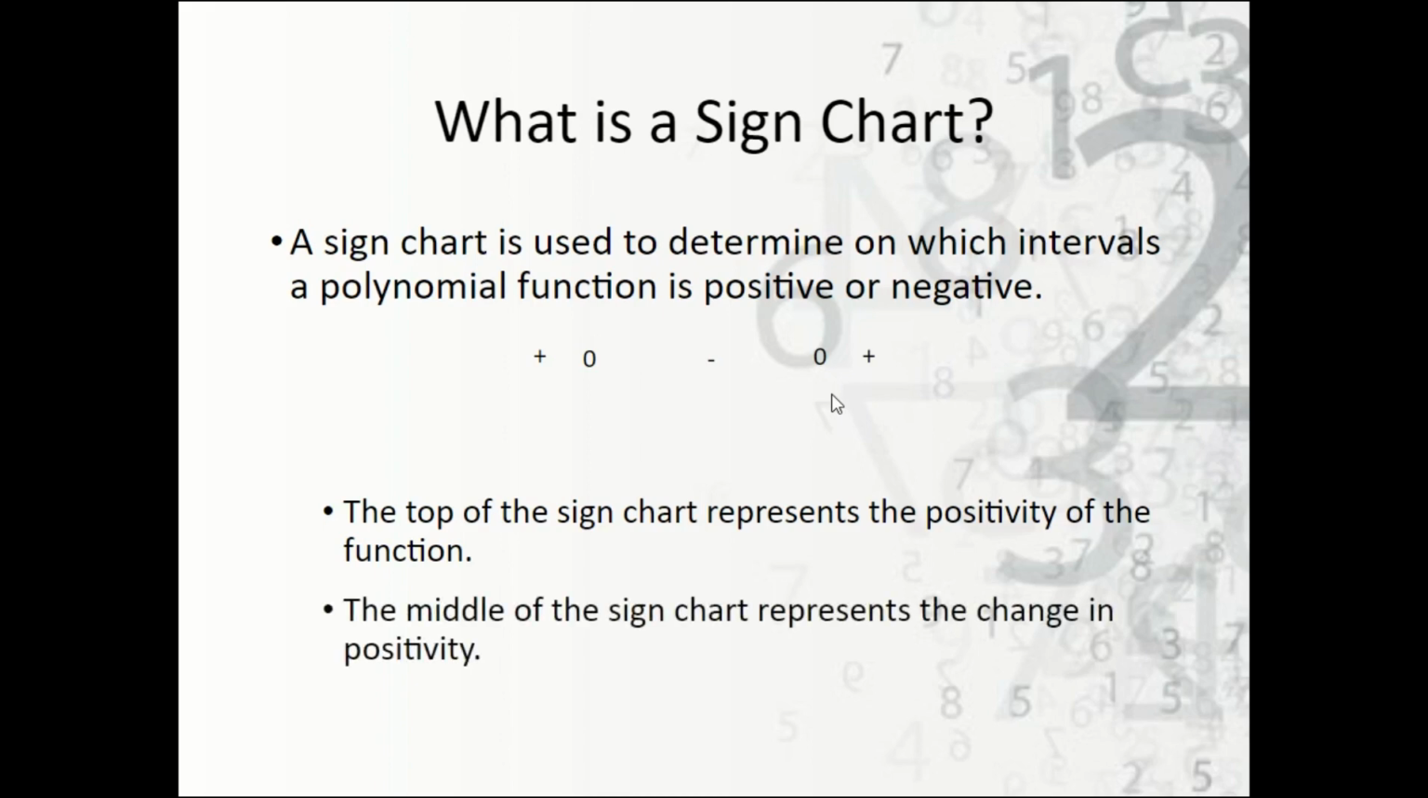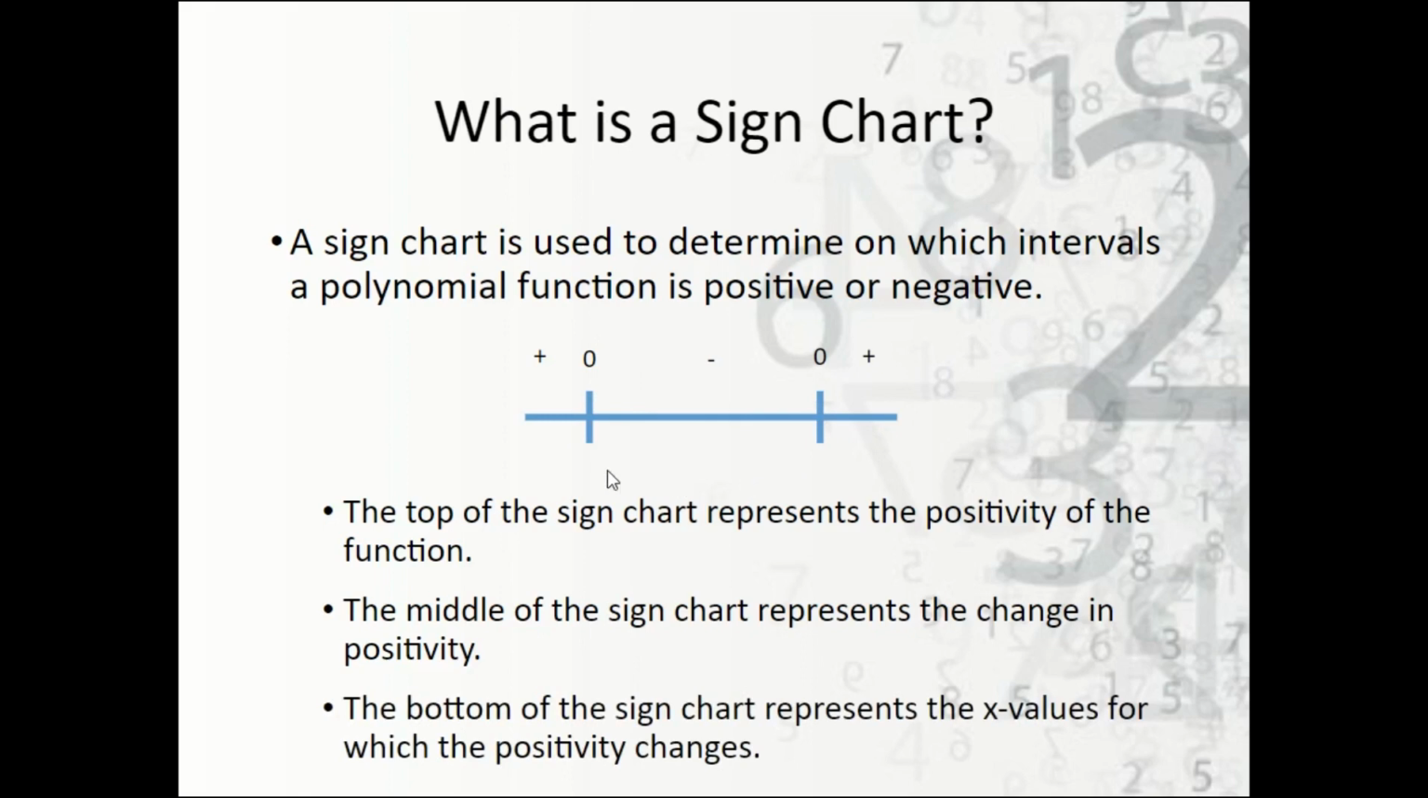The middle of the sign chart represents the change in positivity, so it's just this little graph here. It almost looks like a number line. And then we're going to put lines here to represent the x-intercepts. And the bottom represents the values. So where did these occur? So maybe I have an x-intercept at 1 and 3. So it was positive until it hit 1. Then it crossed and went negative. And then it crossed again here at 3 and then went back positive. So that's what this sign chart is telling me.